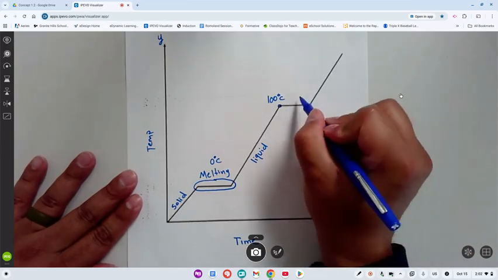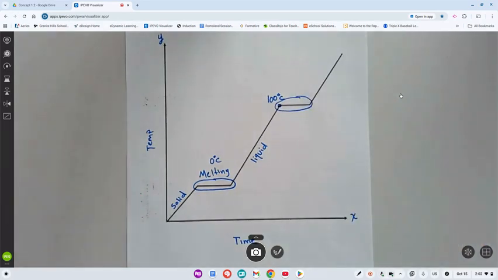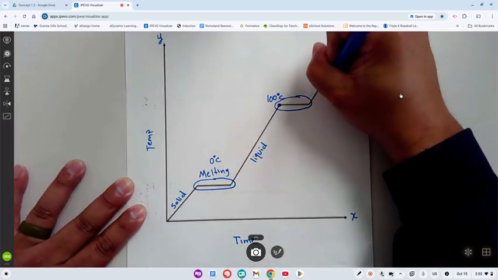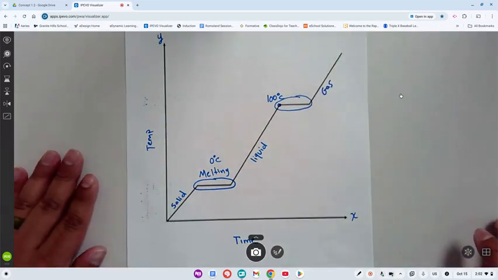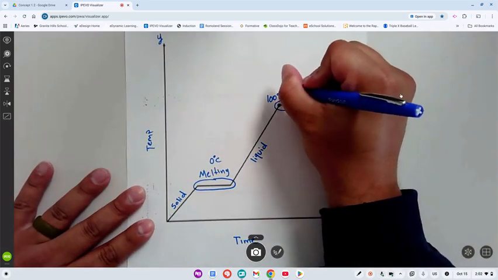So again, we have another flat spot right here. That flat spot is going to be very, very important because that's telling us that there's a phase change happening. This phase change right here, going from a liquid to a gas, okay, going from a liquid to a gas, that is called evaporation.